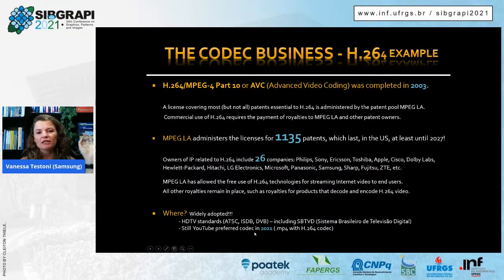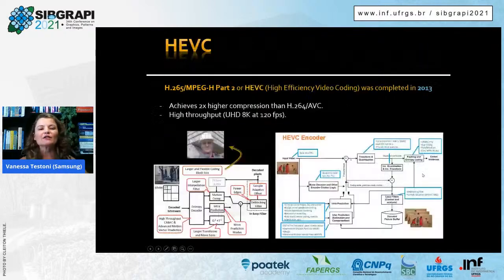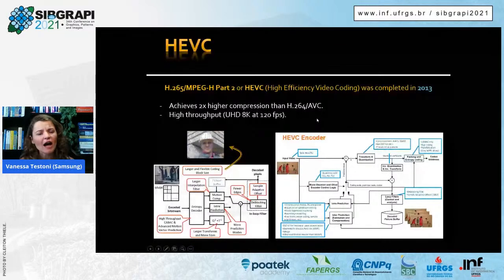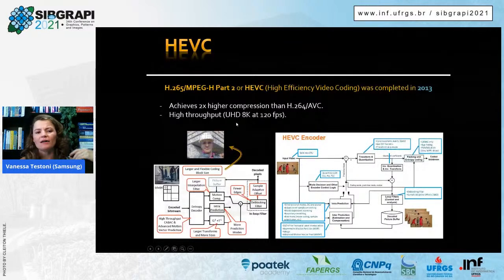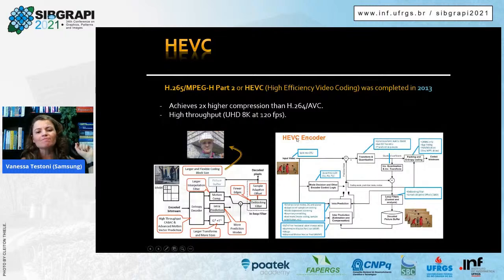H.264 is still the preferred codec today. If you go to YouTube, for instance, to upload a video, they will tell you, please encode this video with MP4 inside H.264. And this is pretty impressive for a technology from 2003, especially because there are other options. In 2013, we had HEVC. So 10 years later, HEVC is much better. You have higher compression. It supports 8K. And it was not adopted as they were expecting.